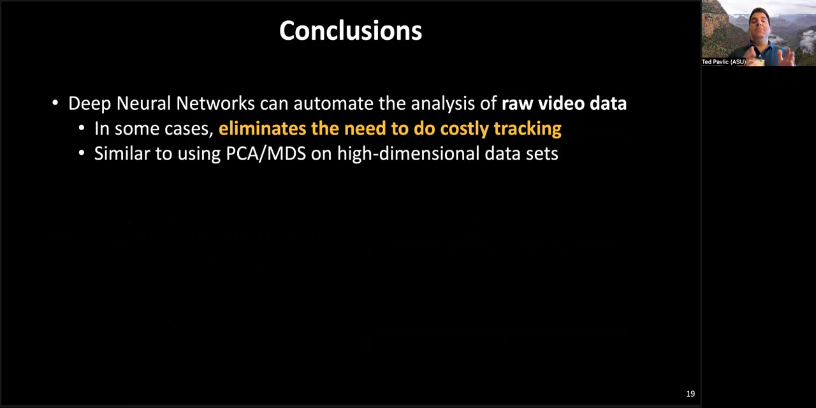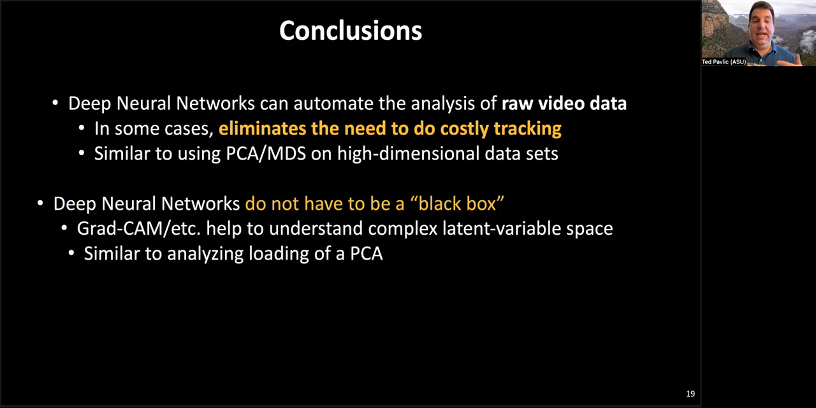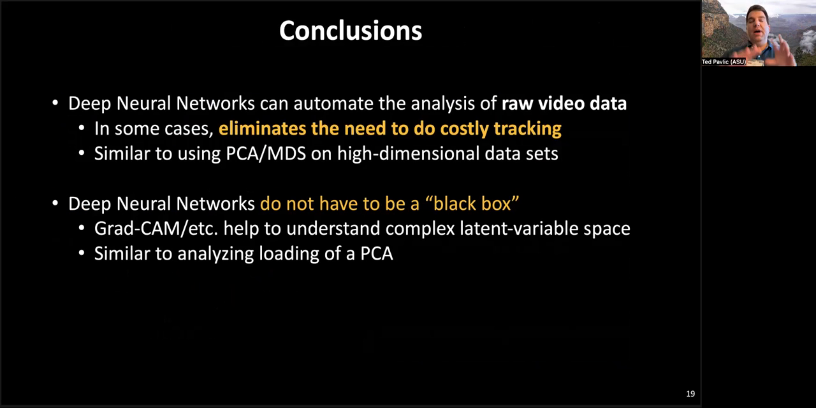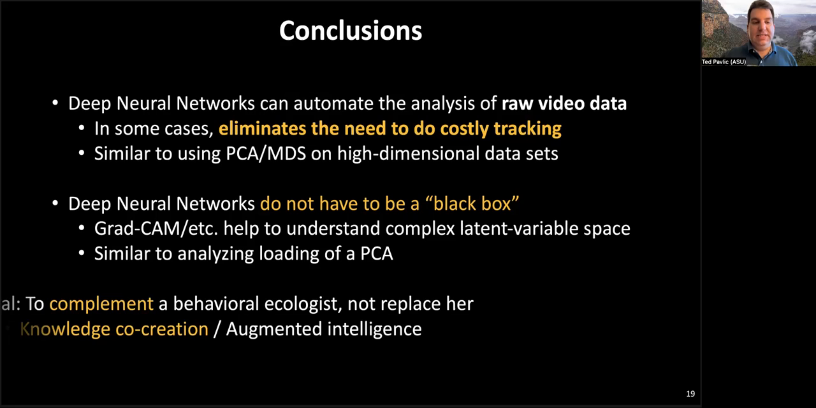So in conclusion here, deep neural networks can automate the analysis of raw video data and then sometimes eliminate the need to do costly tracking at all. And this is not that different than the kind of multidimensional scaling that people are already doing with tools like PCAs. Those deep neural networks, you might have heard, are black boxes that are not to be trusted. But they don't really need to be black boxes because we have tools that can look inside them and make them human interpretable, similar to analyzing, for example, the loading of a PCA.